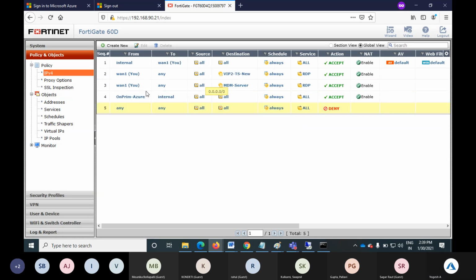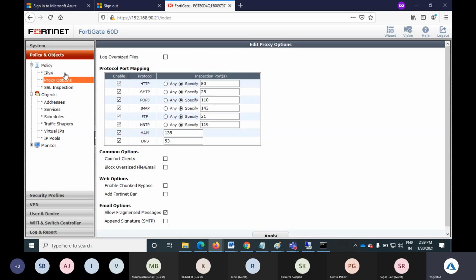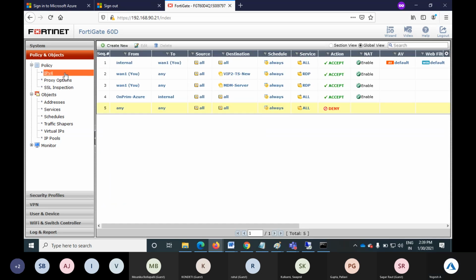So that particular policy we have created. Any to any. Let me refresh here. This is on-prem to Azure, on-prem to internal.